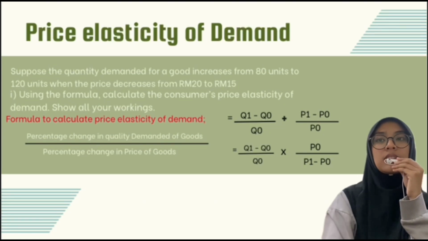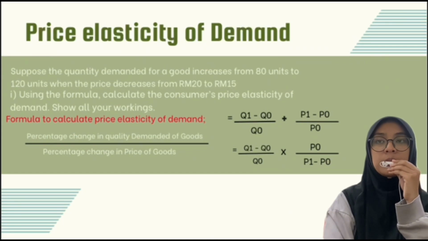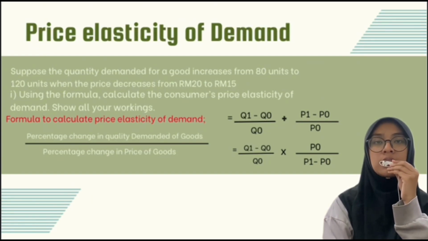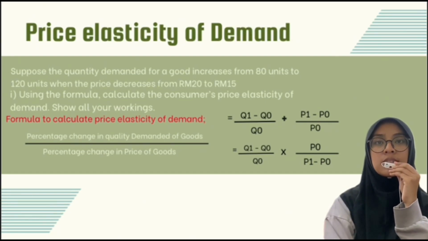ID number 250200070. So today I will be talking about price elasticity of demand. From the statement given above, suppose the quantity demanded for a good increases from 80 units to 120 units when the price decreased from RM20 to RM15. So, the question above, using the formula, calculate the consumer price elasticity of demand.